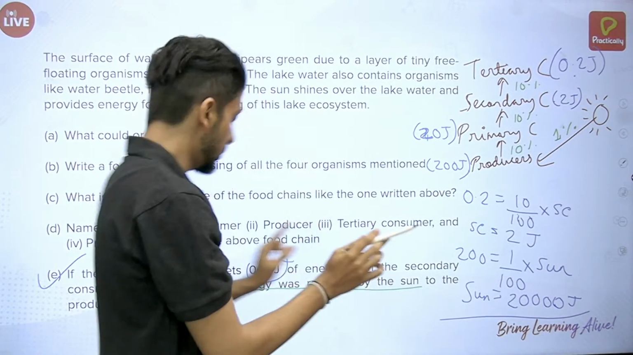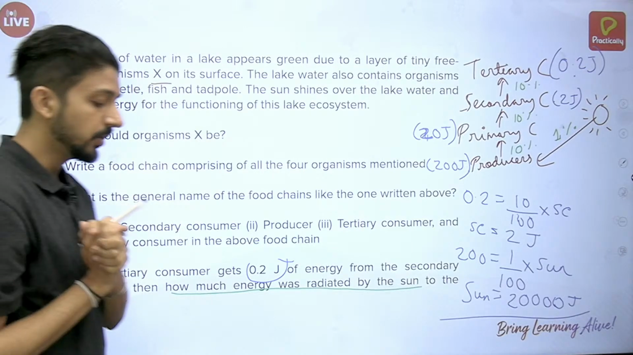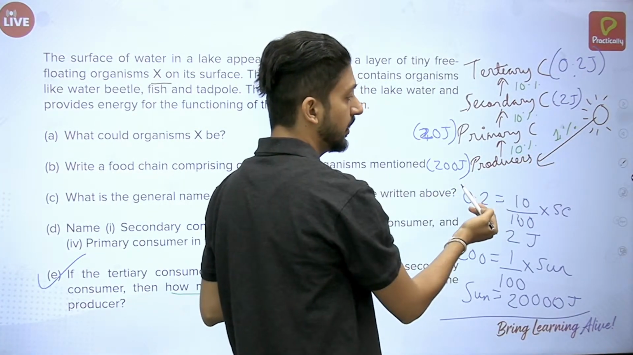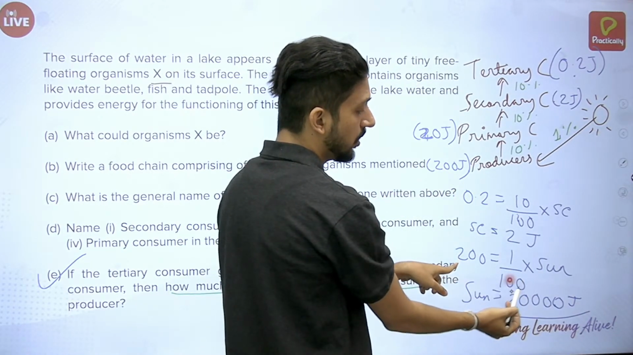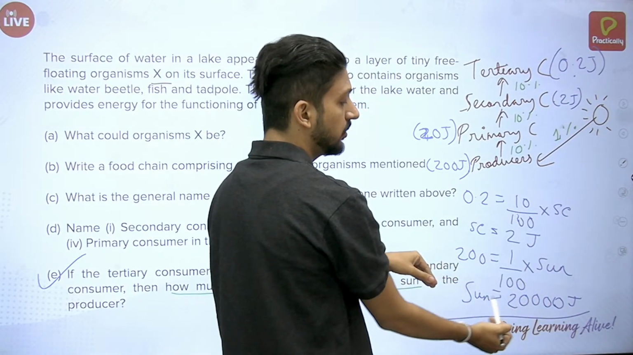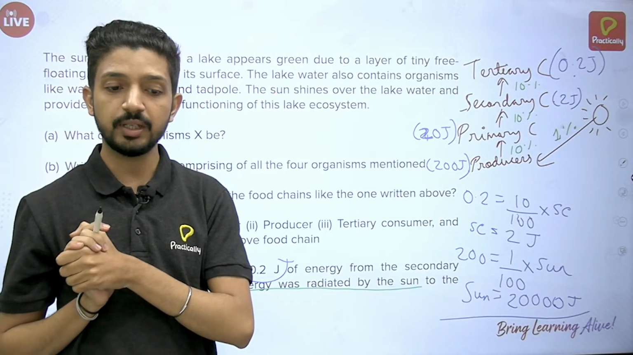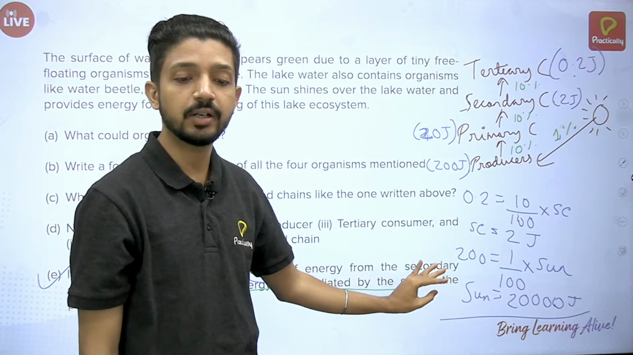But the question was how much energy was radiated by the sun? For that we need to apply the law that only 1% of energy is received by the producer. So 200 joule is nothing but 1% of the energy given out by the sun. With the same calculation, you will get the energy given out by the sun as 20,000 joule. This is how you will solve it. I hope you have understood now how we solved it.